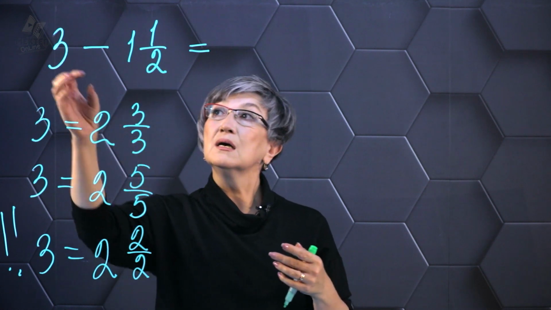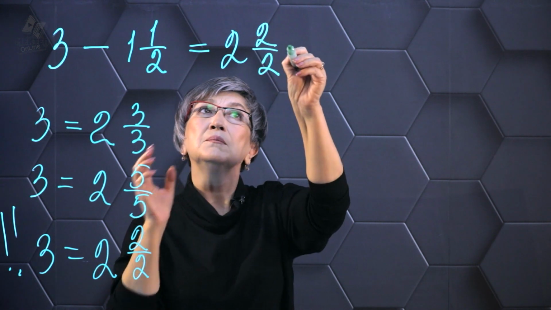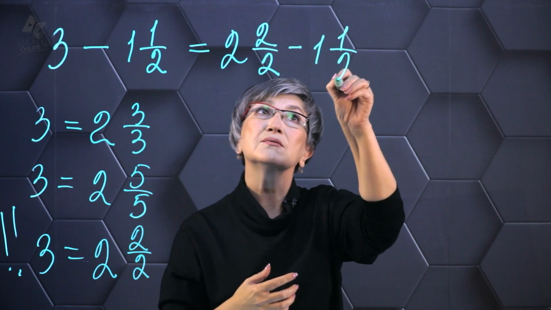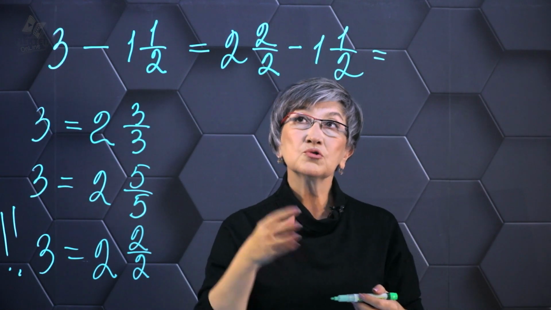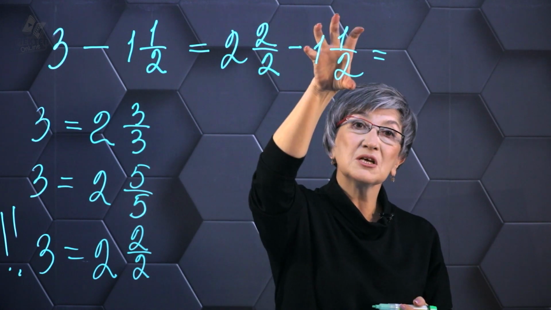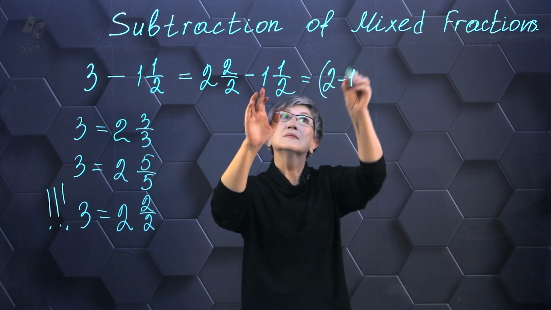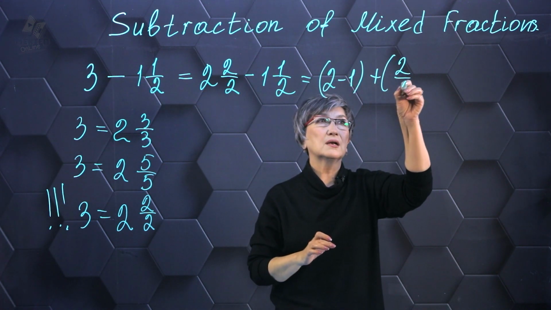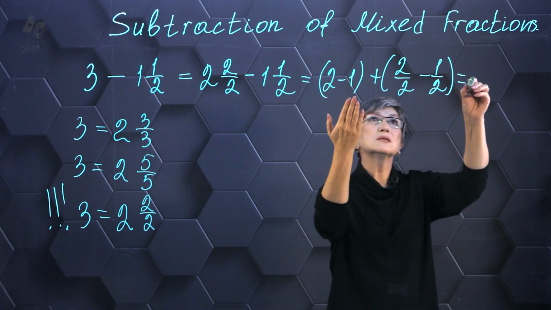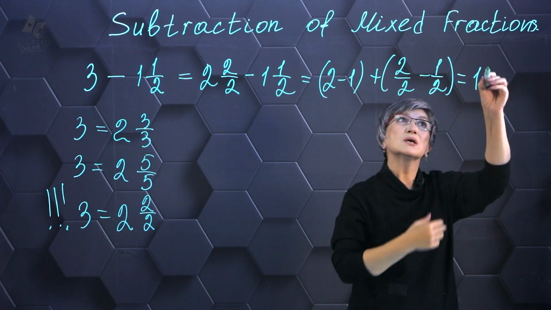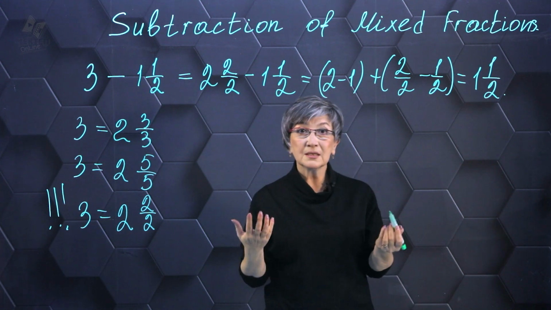And then I write 3 whole ones as 2 whole ones and 2 seconds, minus 1 whole one and 1 second. Well, now we come to the case where you have to subtract a mixed number from a mixed number, and we know how to do that. So 2 minus 1 is 1, and 2 seconds minus 1 second will be 1 second. That is, we have solved this example.